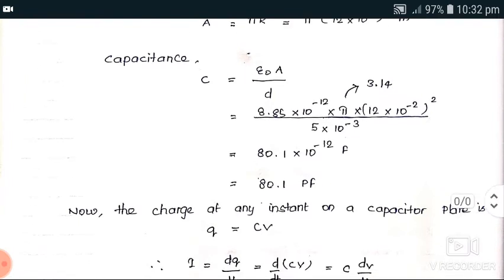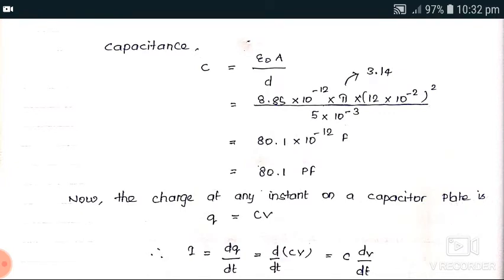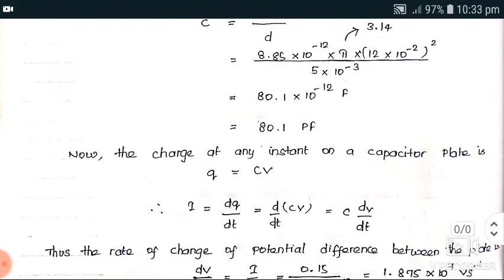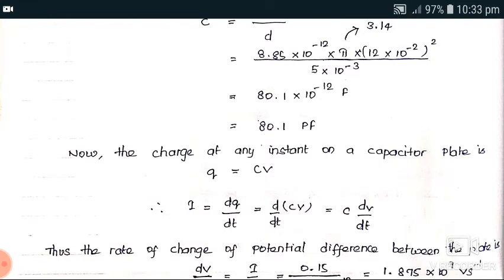So the final result is 80.1 pF. 1 pF is equal to 10 to the power of minus 12 Farad. That's why we are taking pF, 80.1 pF. Now the charge at any instant on the capacitor plate: the simple formula is Q is equal to C into V, where C is the capacitance of the capacitor and V is the potential difference.